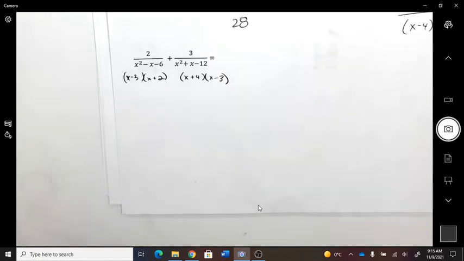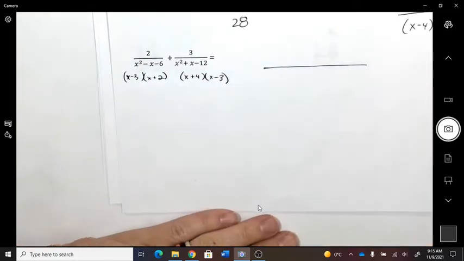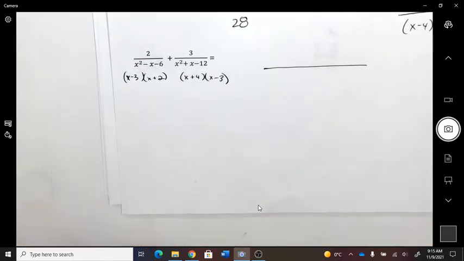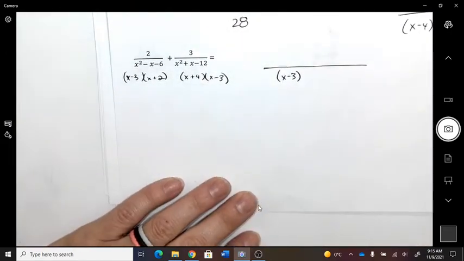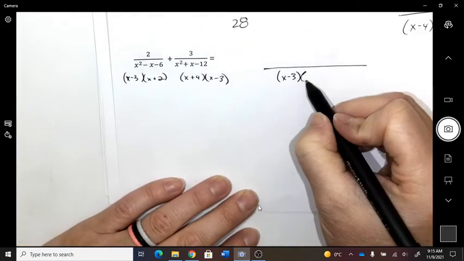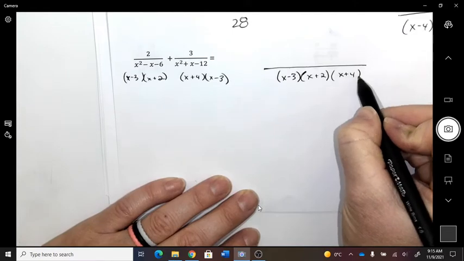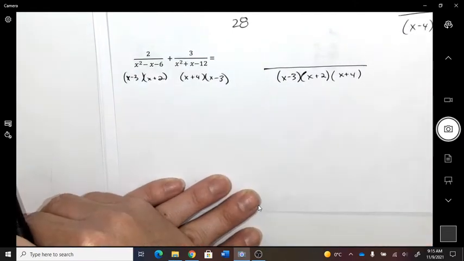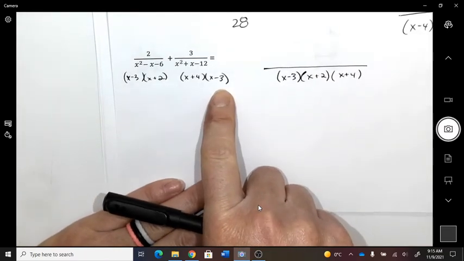Okay, how did we do? X minus 3, x plus 2, and x plus 4, and x minus 3. We got them? Okay, I gotta think. What do I all want in my denominator? What do I need to include? I'm gonna need an x minus 3 in there. I'm gonna need an x plus 2, and I'm gonna need an x plus 4. Okay, I'm not gonna repeat another x minus 3 because I don't need to.